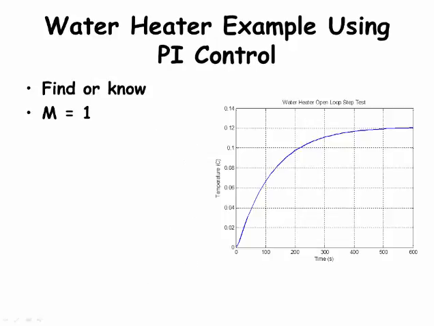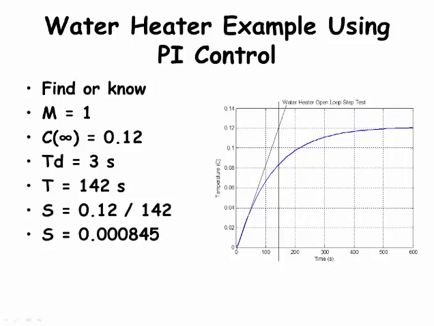Here's a graph of the water heater output temperature in response to a unit step change in the actuator. From the graph we can see that C infinity is 0.12. Then we add the tangent line and the vertical line when the tangent line crosses C infinity. We can find that the apparent transport lag time, Td, is 3 seconds, and the process time T is 142 seconds. Then knowing C infinity and the process time T, we can calculate the slope. The slope is 0.000845. Finally, we can calculate the process steady state gain K, which is 0.12.